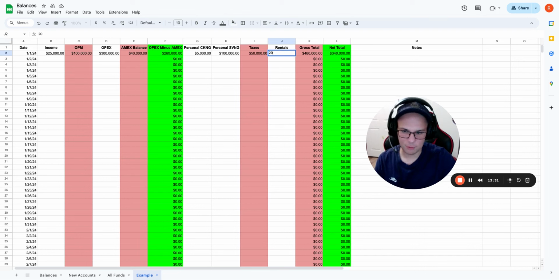And then lastly, I have my rental account. So let's say I have 20 grand in my rental account. My gross total should go up by 20 because again, gross total is factoring in how much of my money and my company's money I have in my Wells Fargo. And then my net total should also go up by $20,000 to 360. So boom. That's how I do it.